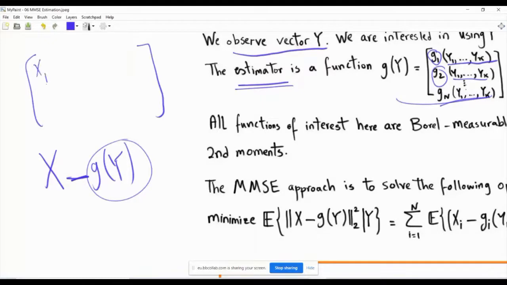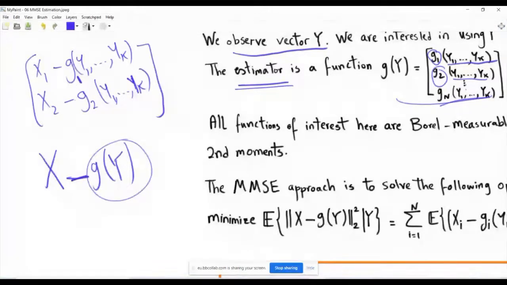The first element will be x1 minus its guess, which is a function g1 applied to those observations. The second element will be x2, your second random variable of interest, minus its guess, which is some function g2 applied to the k observations, and so on. So we have a vector, and each element in the vector is an estimation error. It's the difference or discrepancy between a random variable x and its estimated value using the observations or the measurements.